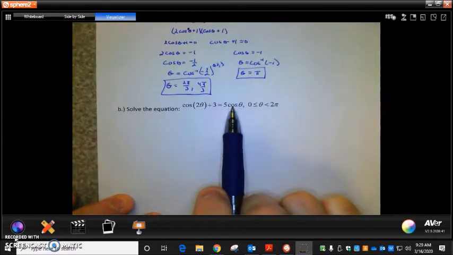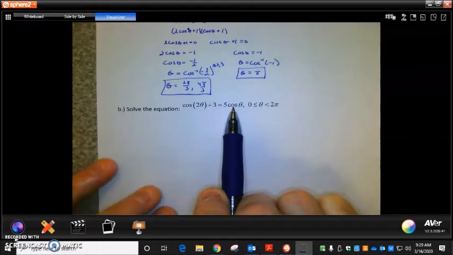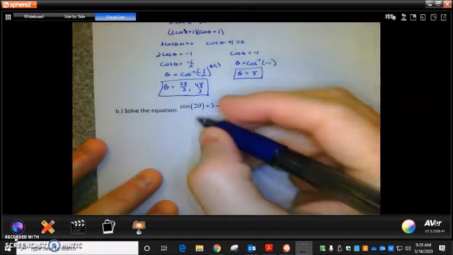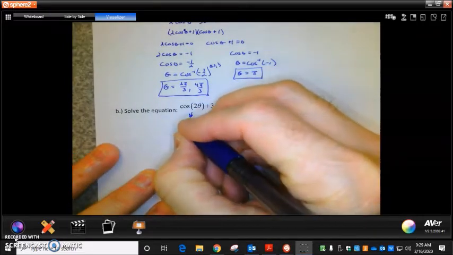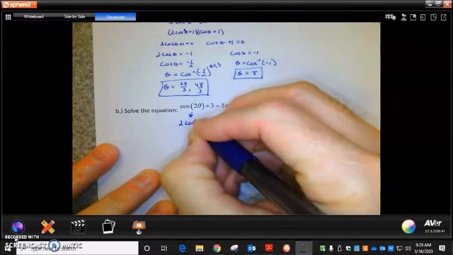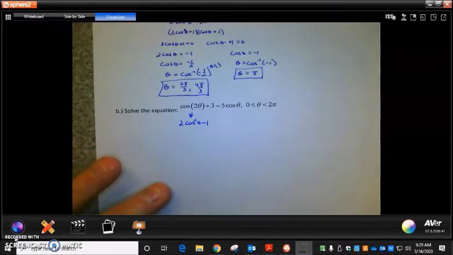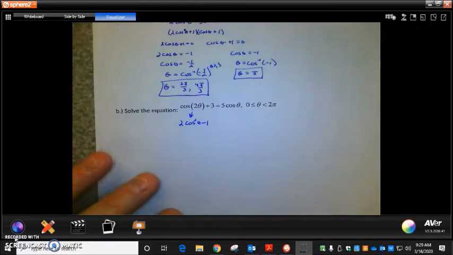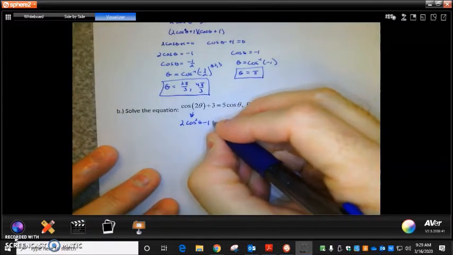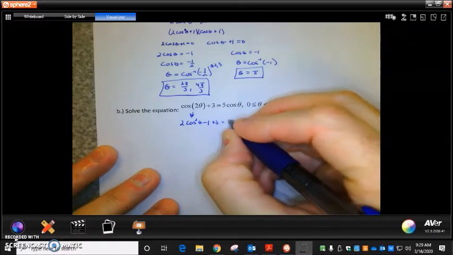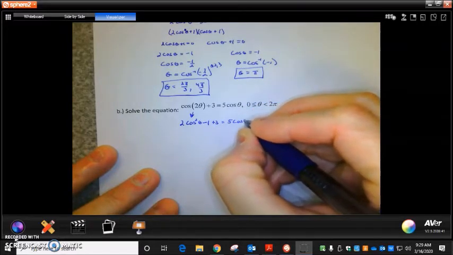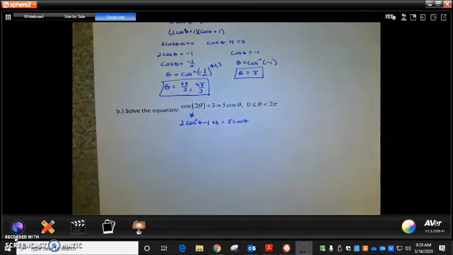Because we have a cosine over here, we're going to turn this into 2 cosine squared theta minus 1, because that's the double angle formula for cosine. Now, nothing else has changed, so we're still going to have this plus 3. We're still going to have the 5 cosine theta. And now I can solve this.